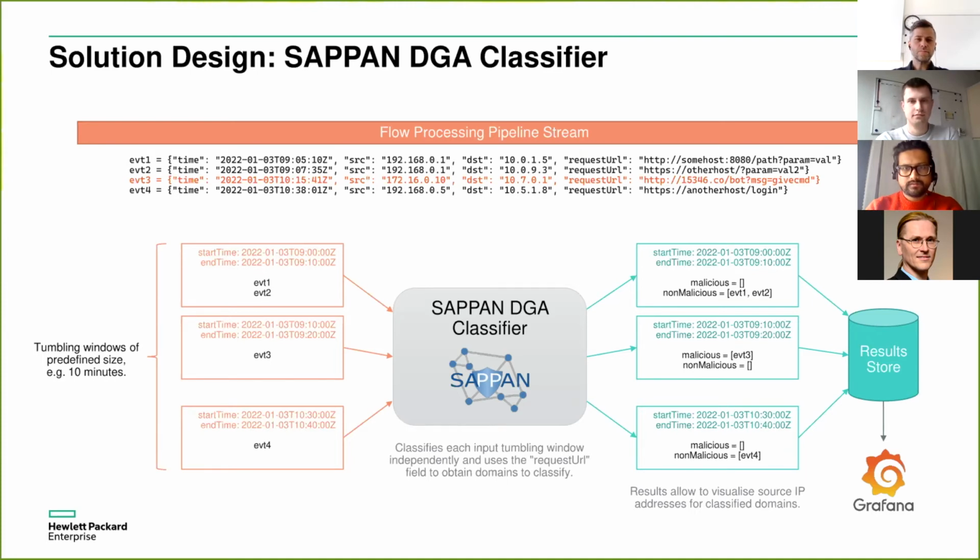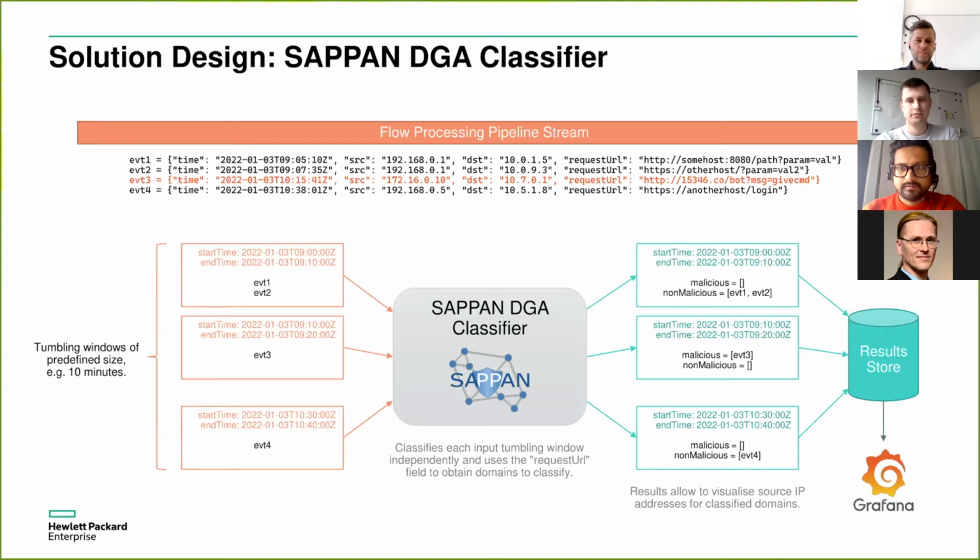So for example, in the screen, you can see that we can build 3 different input windows every 10 minutes that will have a number of different events inside. And then we send them independently to the DGA classifier that will then reply with the results of which events of them were classified as malicious or non-malicious. And finally, we will be storing these results into a document store in this case, for further visualizing by our analyst team using a tool called Grafana.